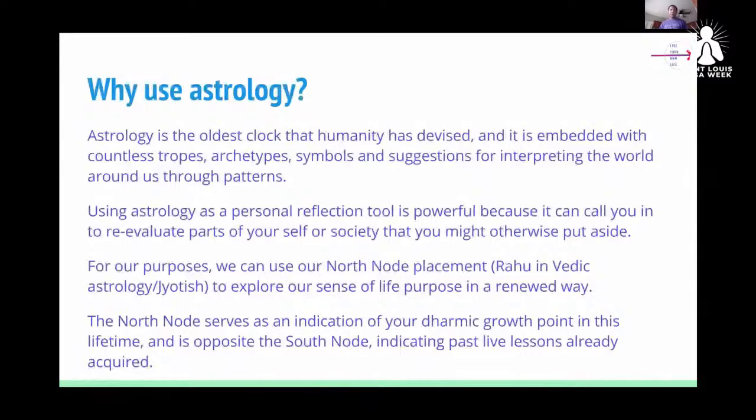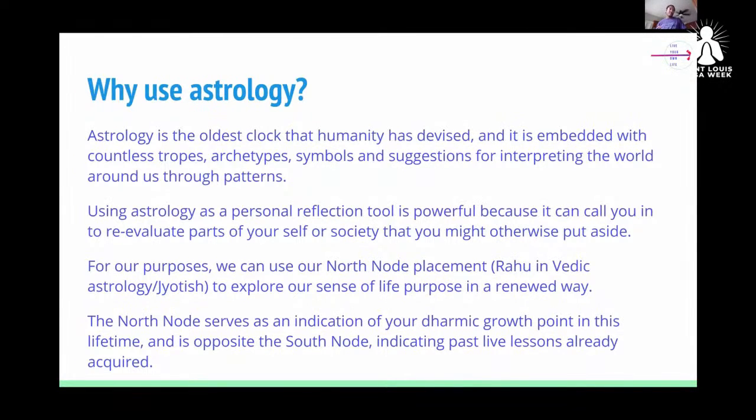So it's touching on why we would want to use astrology. I think of astrology as the oldest clock that humanity has devised. It has a lot of tropes and archetypes, sort of like memes, really, embedded into it. And all of these symbols and suggestions for interpreting the world around us exist in astrology through patterns and cycles. We can use astrology as a personal reflection tool, and this is really powerful because it can help to call you in to reevaluate parts of yourself or even the society around you that you might otherwise put aside.